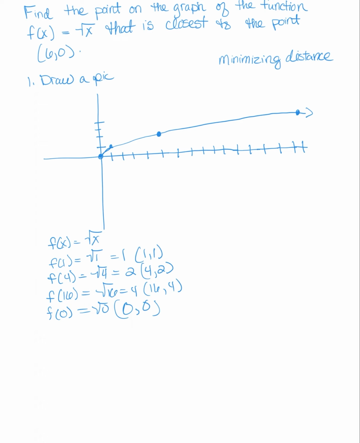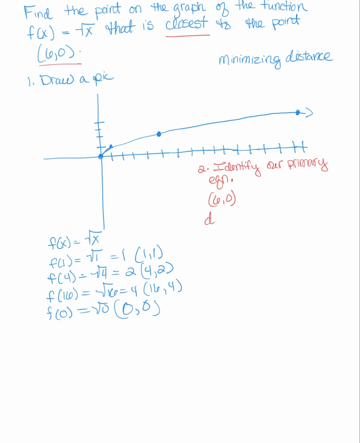All right, so the second thing that we're going to do, number 2, is we're going to identify our primary equation, which is going to be the thing that we're taking the derivative of. All right, so like I said, it says up here that it's closest, so we're going to be minimizing distance. Well, all we're given is that we're closest to the point 6, 0. But when you see minimizing distance, you're going to think of the distance formula, right?